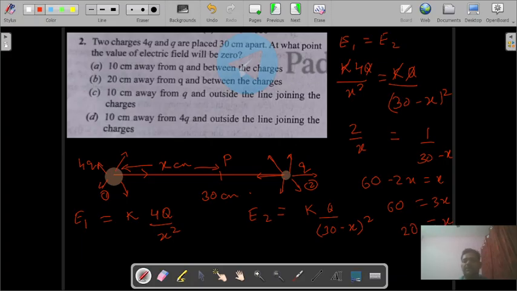So now this is 20 centimeter from the charge 4q. So from the charge q, the distance would be 10 centimeter. So the correct option is 10 centimeter away from the charge q, between the charges. So this is correct option A.